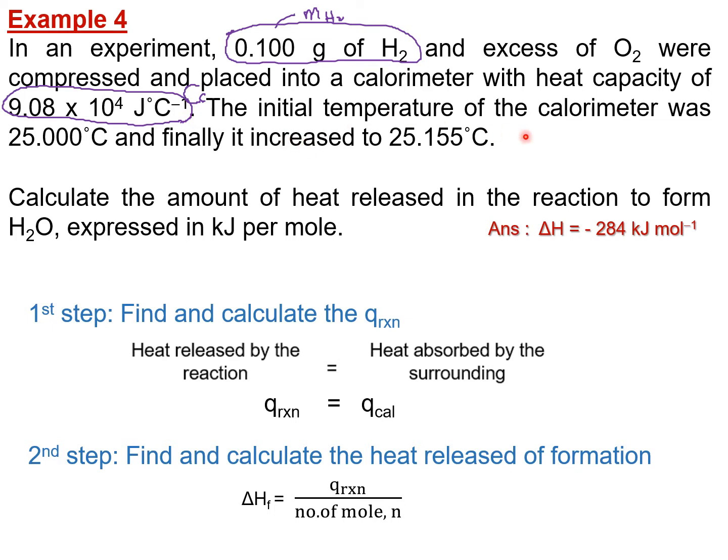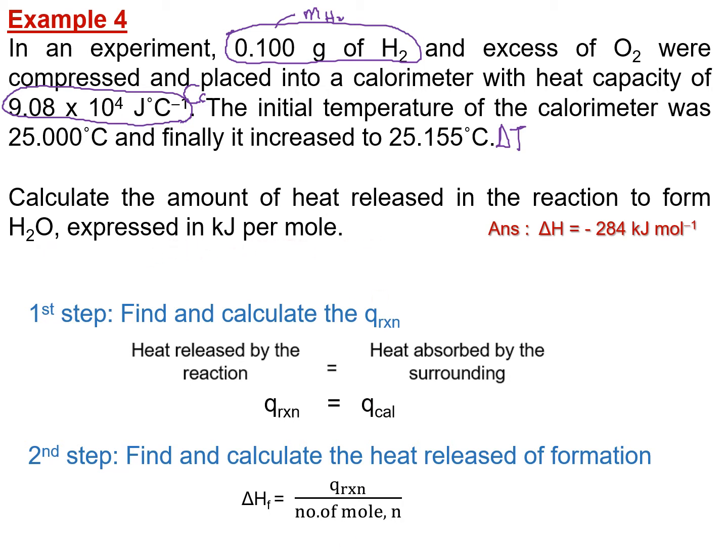And then bagi tu initial temperature was 25. Finally it increased to 25.155. So kalau this final minus initial is going to be delta T. Okay. So orang cakap calculate the amount of heat release in the reaction to form H2O and you need to express it in kilojoules per mole.